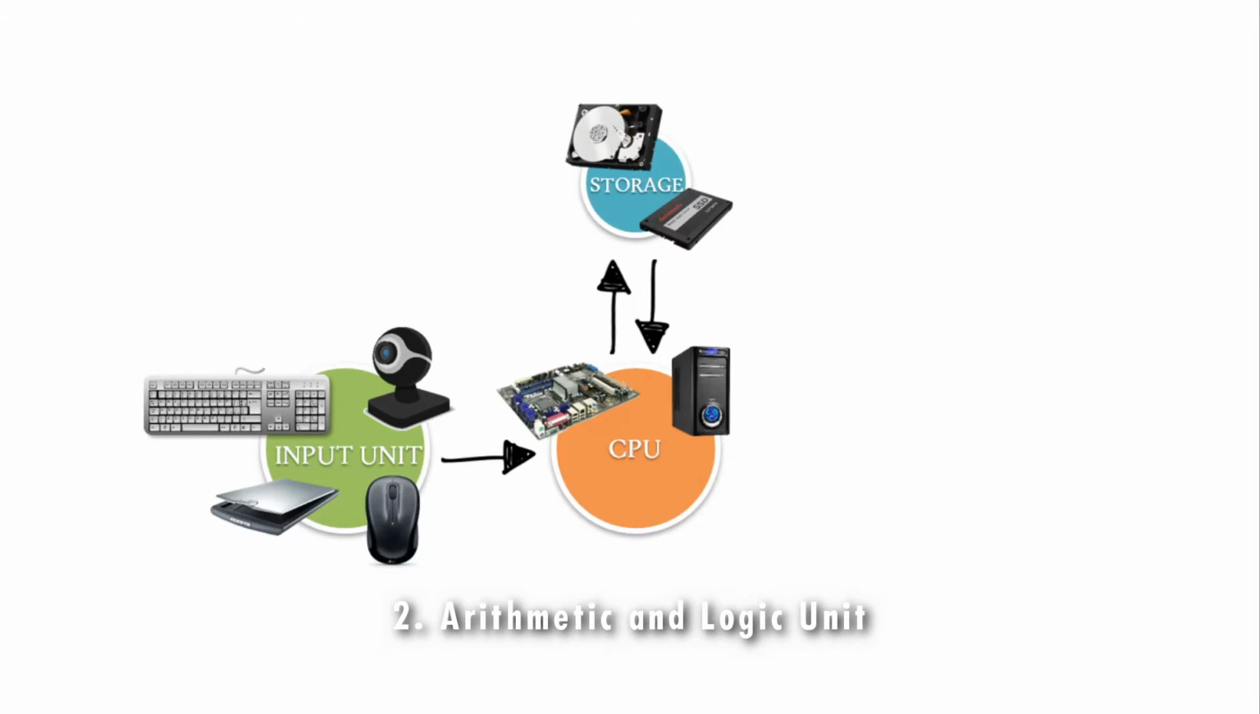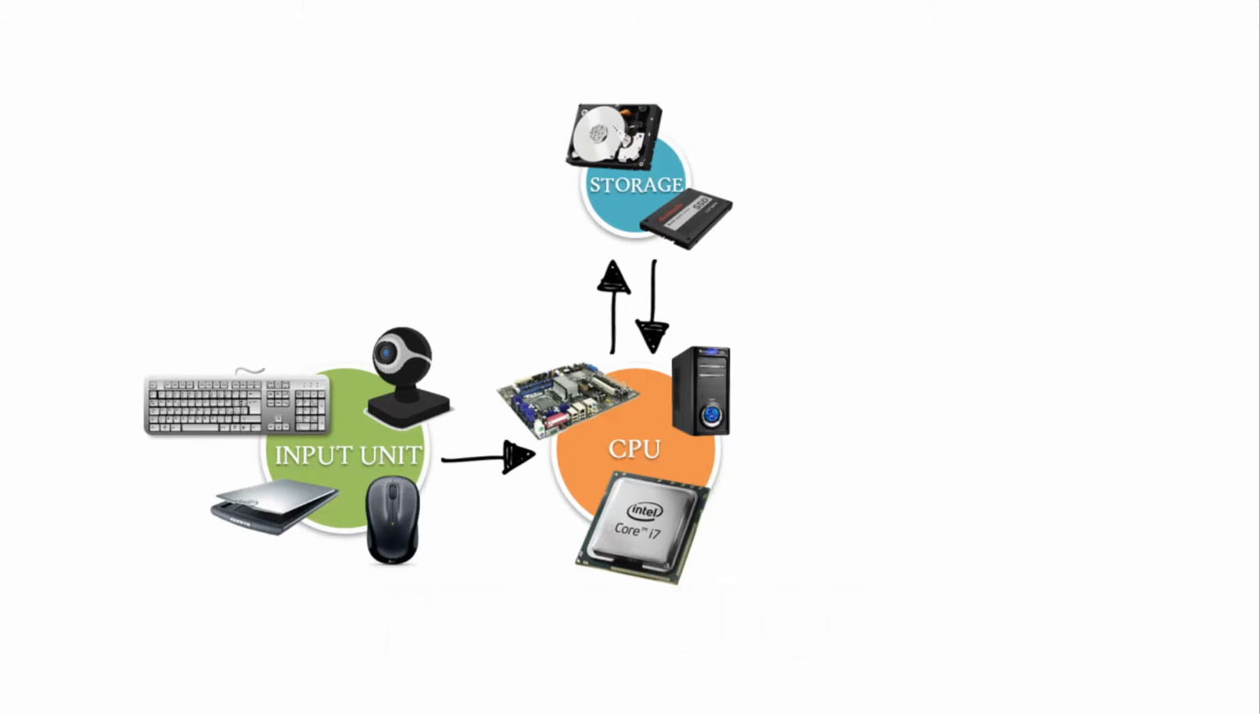This part of the CPU performs arithmetic operations. It does basic mathematical calculations like addition, subtraction, division, multiplication, etc. Further, it can even perform logical functions like the comparison of data. The third one is the control unit.